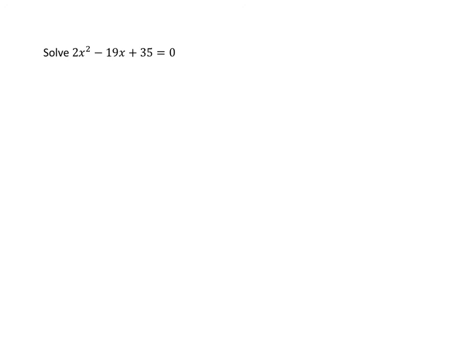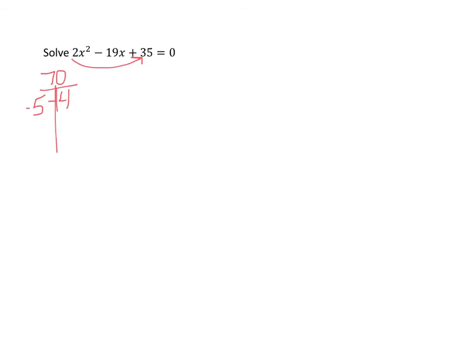My first method is just by grouping. I've got to take the 2, multiply that by the 35. I'm looking for factors of 70 that add up to -19. So let's see, 70 would be 2 and 35, 4 doesn't work. What is it divided by 5? 5 and 14. 5 and 14 work. They're both going to have to be negative in order to get a -19 and a +70.